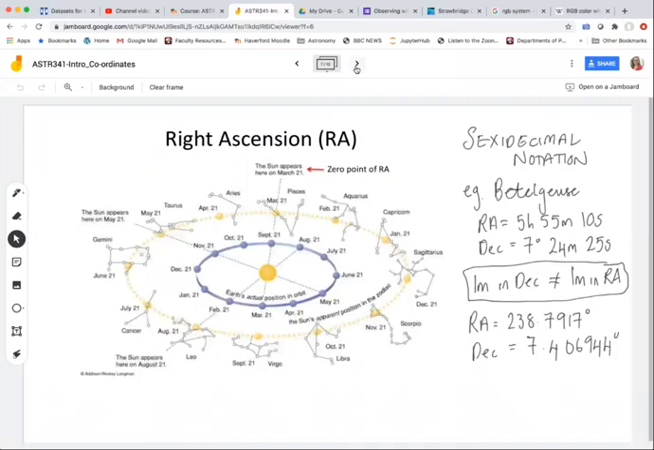Yeah, so this is talking just a little bit more about right ascension. It's also, again, saying the zero point of right ascension is where the sun is on the spring equinox, the vernal equinox. And then it goes around once a year. So the sun moves around through the constellations.